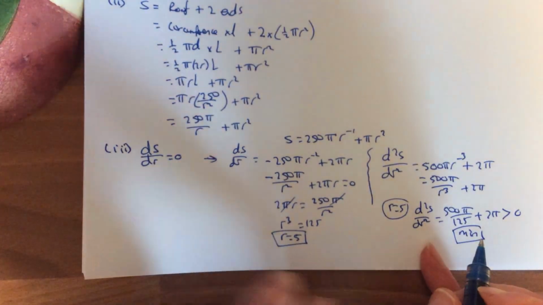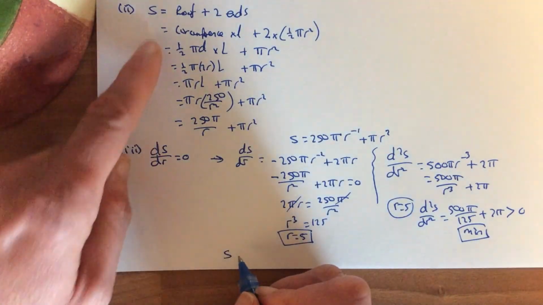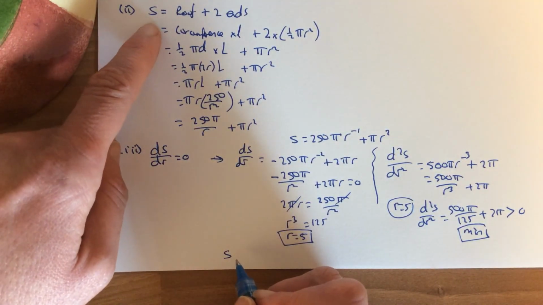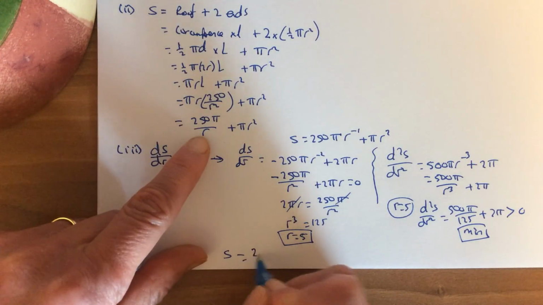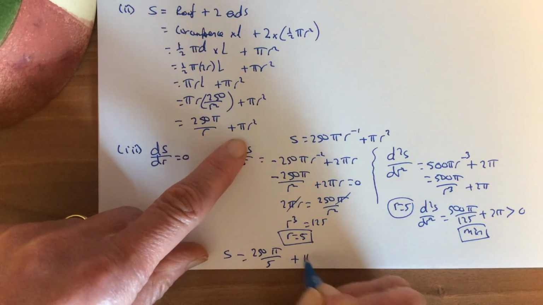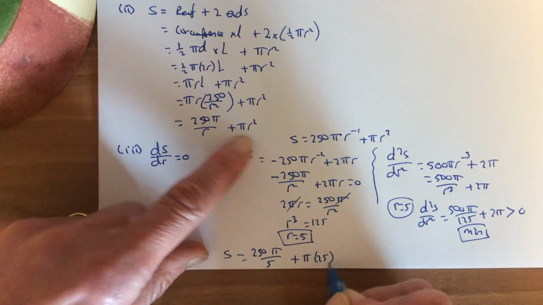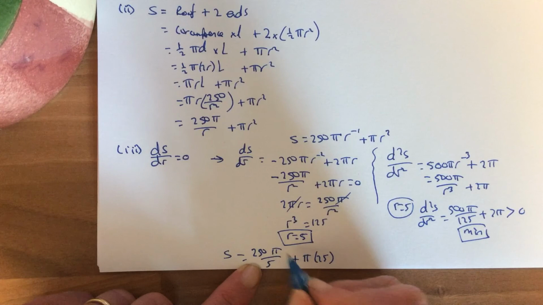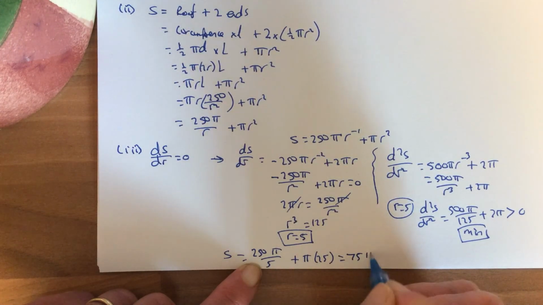Now the question wanted you to find the surface area. So surface area, you just follow here as the surface area. It's 250 pi over r plus pi times r squared, which is 25. So 250 divided by 5, add your 25, gives you 75 pi.